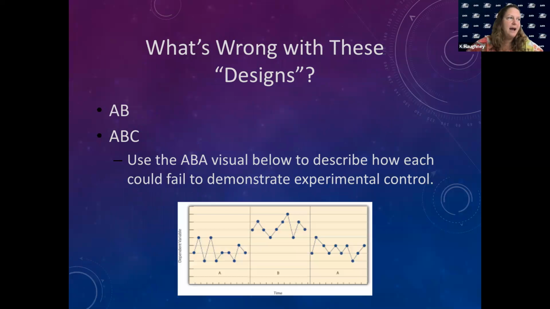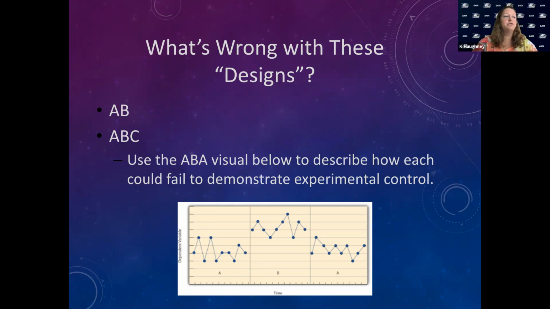Down at the bottom, you have an ABA design. This is a different approach. It's a reversal. Instead of what we just looked at, which was multiple baseline across participants, this one's a reversal. So you have just a single participant. You have a condition A, which is baseline. You have a condition B, which is intervention. And then you have a condition A, which is a return to baseline.